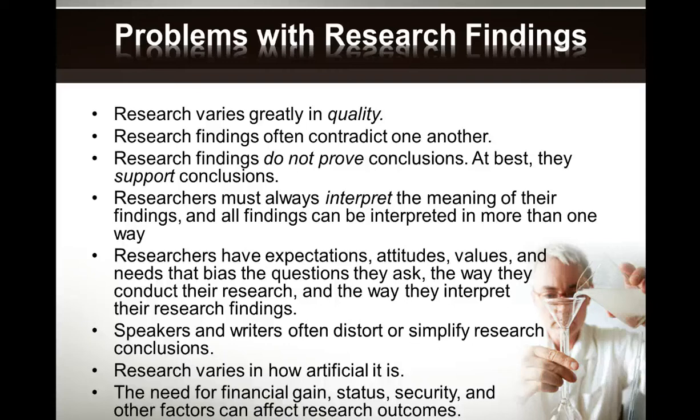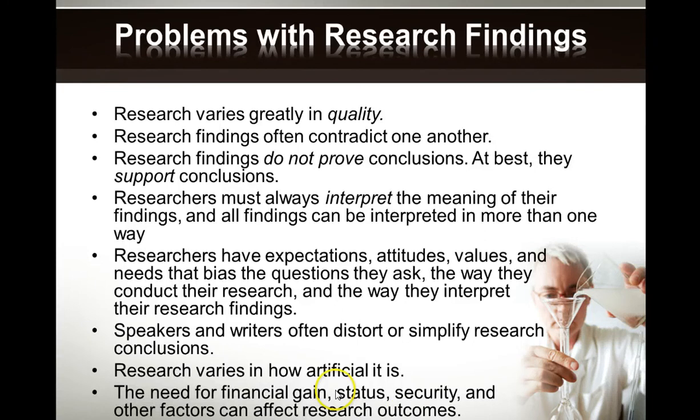Rarely, actually never, can you come to a conclusion in a research report and say, this is the truth. Researchers must always interpret the meaning of their findings, and all findings can be interpreted in more than one way. And that, guys, is where human error comes in and our own biases may come in. Researchers have expectations, attitudes, values, and needs that bias the questions they ask, the way they conduct their research, and the way they interpret research findings.